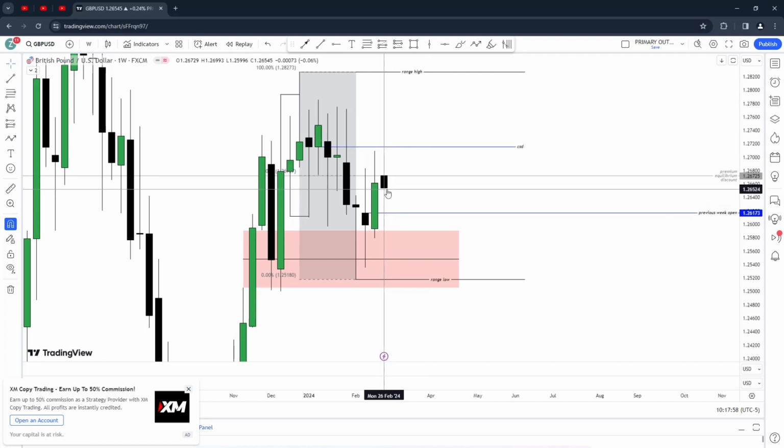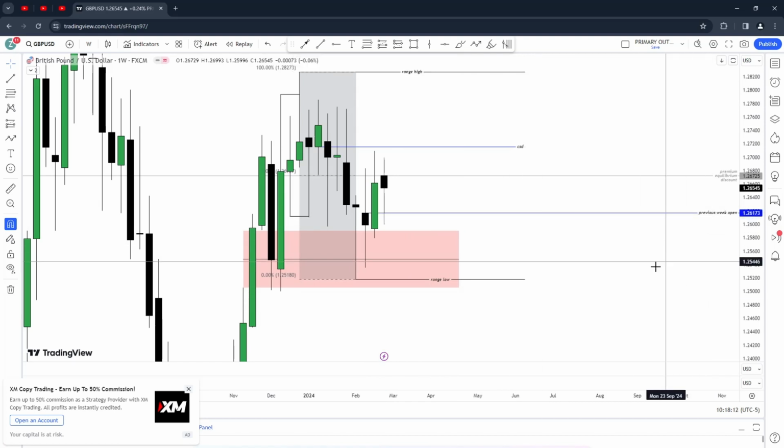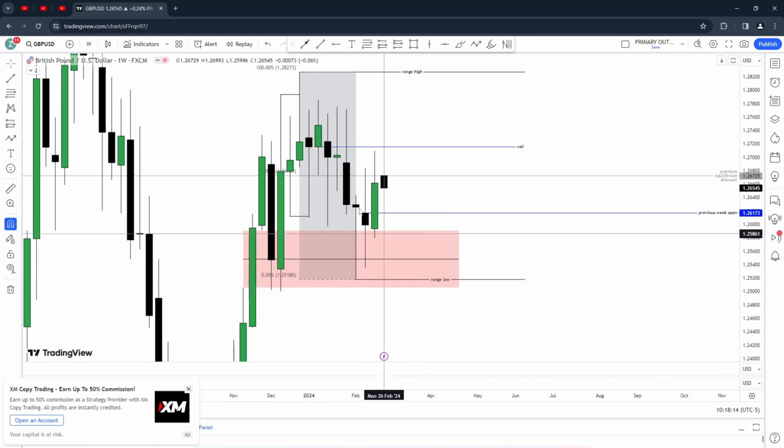Notice this wick is a lot larger than the body of this candle. It's about 60% of this candle is the wick that wicks down into this down close candle. This down close candle is also the previous week open, right? So we've got our range high and our range low, and then we've got our fib as well. Everything that's occurring here is occurring in discount relative to this range, right? We don't necessarily have a liquidity sweep on this time frame, but I will show you one on the daily.